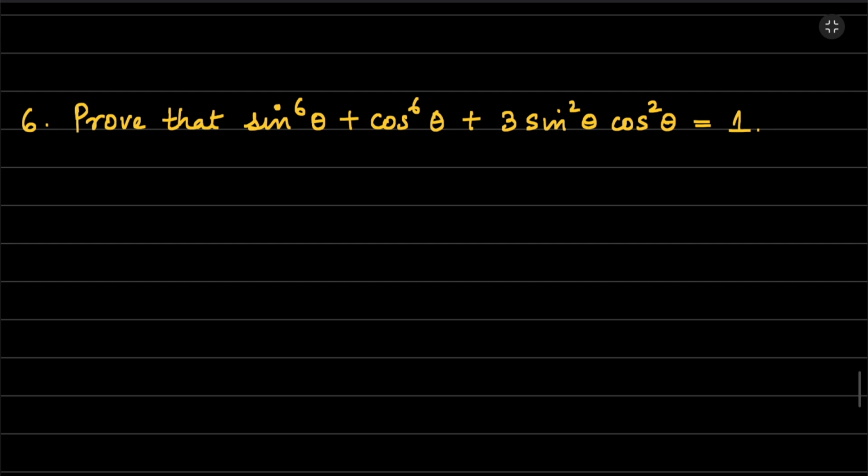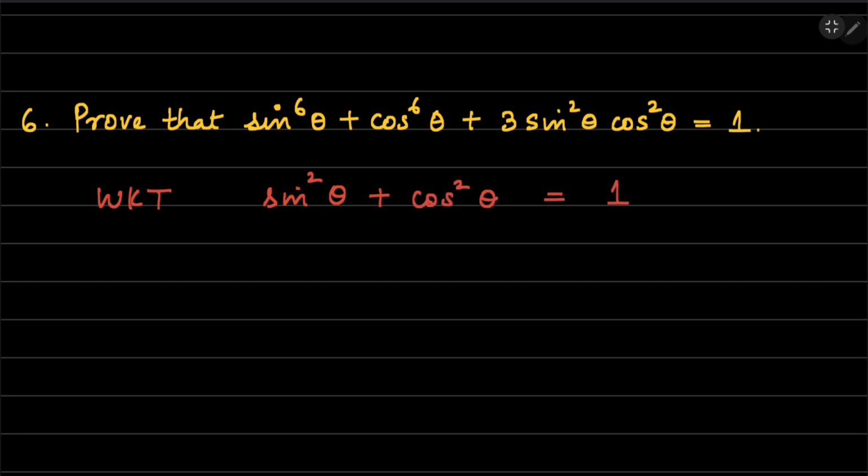Let's move on to the sixth question for the day. Prove that sine to the power 6 theta plus cos to the power 6 theta plus 3 sine square cos square is equal to 1. Again, what is it that we know? We don't know any expression related to this, right? So let's start with what we know. So we know that sine square theta plus cos square theta is equal to 1.